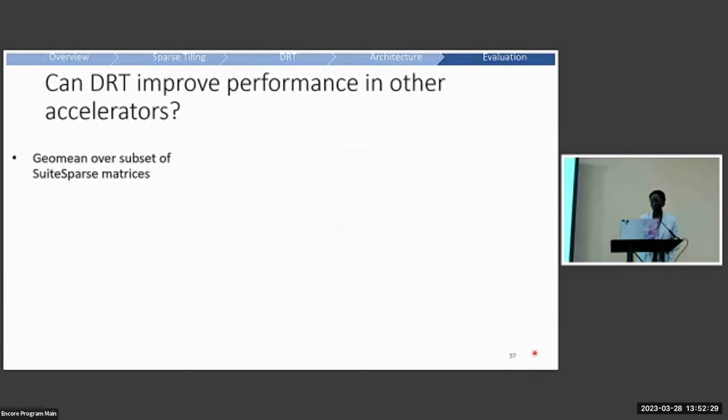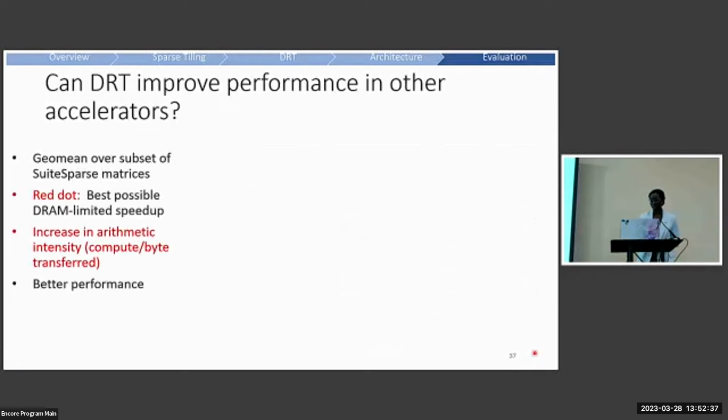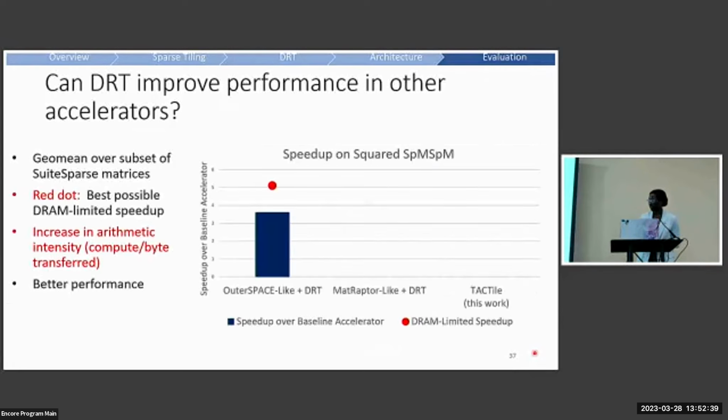I just showed you the results for a particular design, but what we're presenting is a general tiling approach. And so when we augment DRT into other architectures, here are the results. The bars are showing the speedup over the idealized baseline accelerator when we integrate DRT into it, and the red dot is the DRAM limited speedup. That is the maximum speedup achievable given the arithmetic intensity. In all cases, DRT was able to improve these numbers.